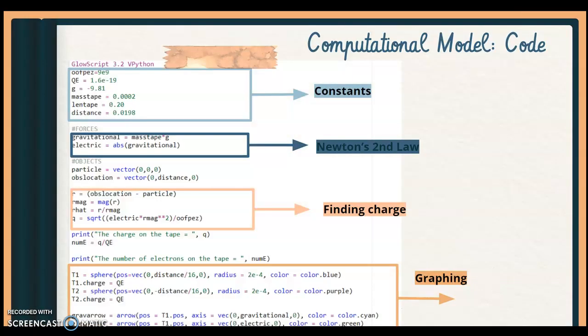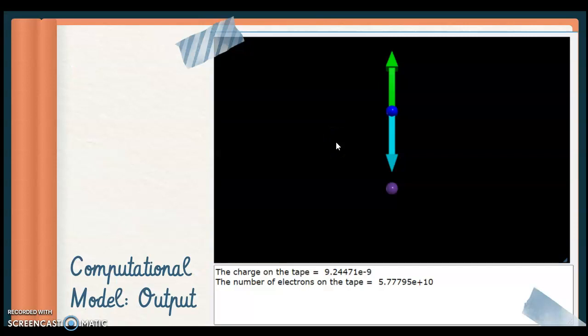We can also model this phenomenon using GlowScript. First, we have our constants listed out over here. Then we represent Newton's second law by calculating the gravitational force and setting it equal to the electric force. Then we use the same method of rearranging Coulomb's law to find the charge, and we finally plot this on our GlowScript viewer. The blue charge represents the floating tape, and we can see the green charge represents a charge by the lower tape, and the blue arrow represents the gravitational force, which are equal in magnitude and opposite in direction. The calculated charge equals the handwritten calculations, which is 9.2 times 10 to the negative 9 Coulombs.